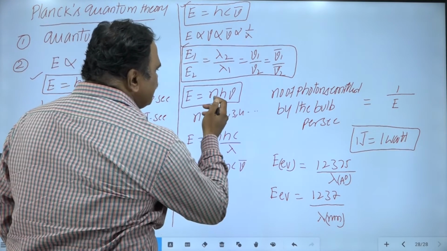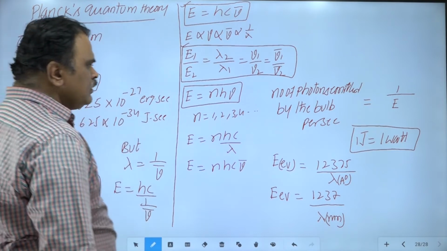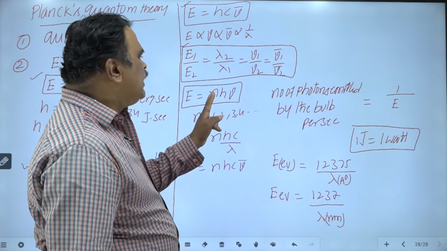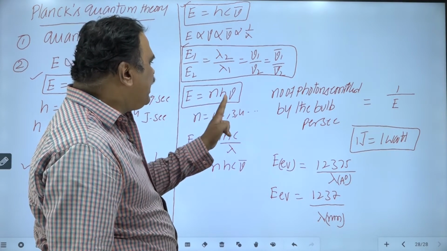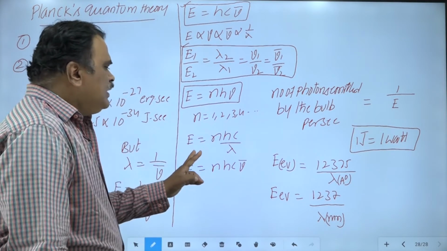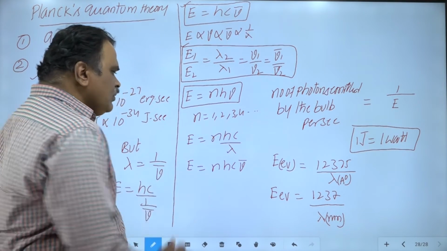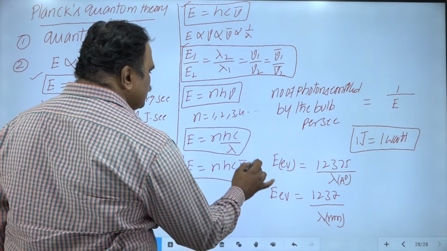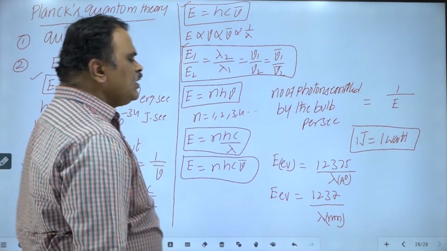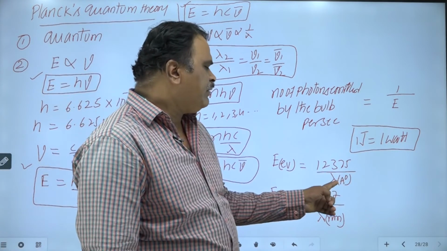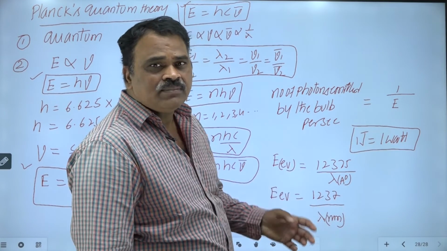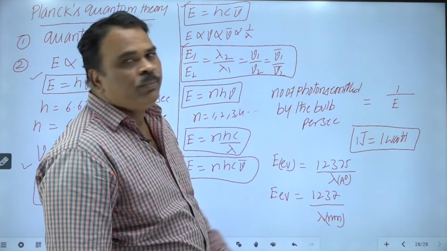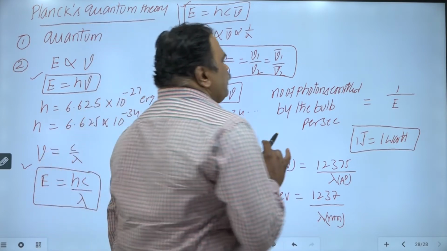Here, N is nothing but the number of photons emitted by the bulb, maybe per second. N is equal to E by h nu, or E is equal to NhC by lambda, or E is equal to NhC nu bar. If energy in electron volt, it is 12375 by wavelength in angstrom. If wavelength is in angstroms or maybe nanometer, then you have to observe the units.